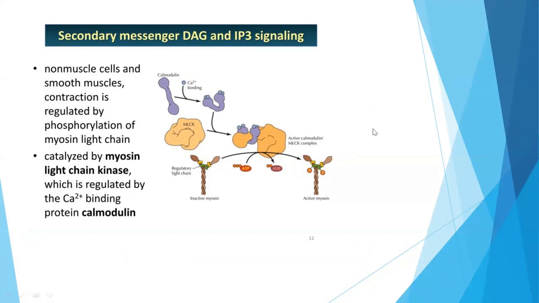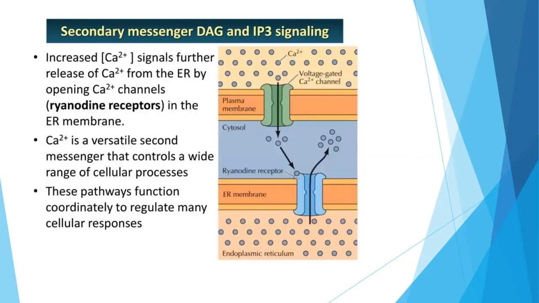Now you understand how all these receptors, all these signaling molecules, all these pathways are actually involved in the contraction and other metabolic processes inside the body. So the increased calcium signal then causes further release of calcium from the sarcoplasmic reticulum by opening the calcium channels. And these calcium channels are called ryanodine receptors in the endoplasmic reticulum membrane. Please remember the name of these receptors. Now, calcium is a versatile second messenger that controls a wide range of cellular processes. Now, these pathways function coordinately to regulate many cellular responses.